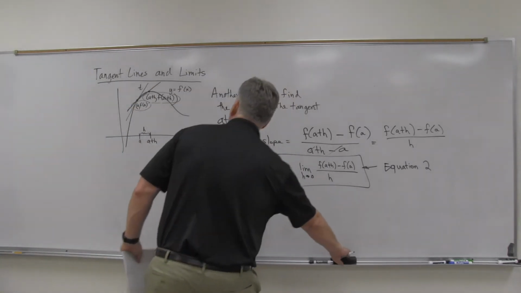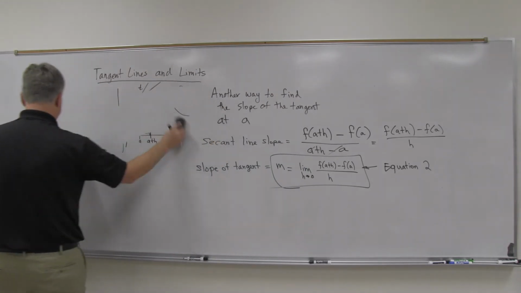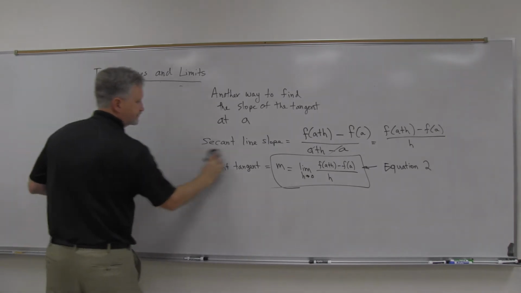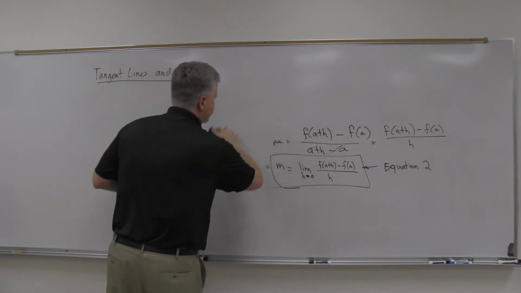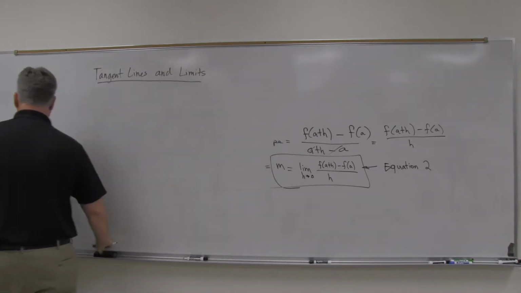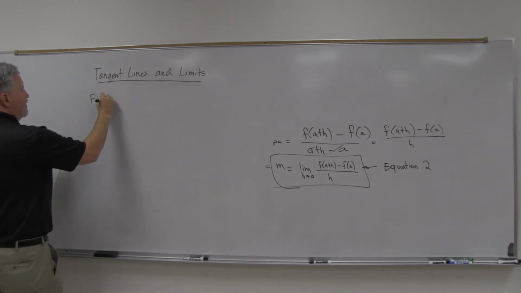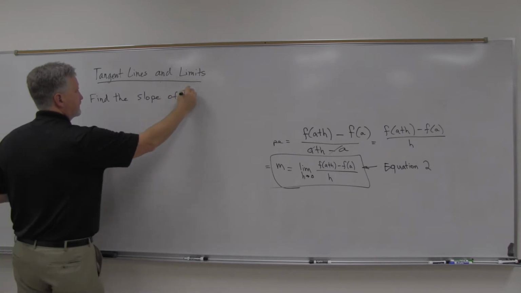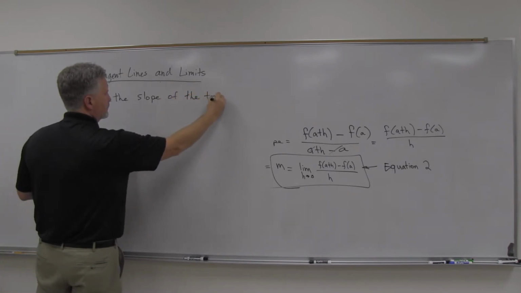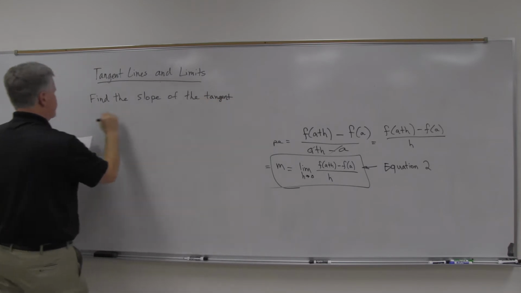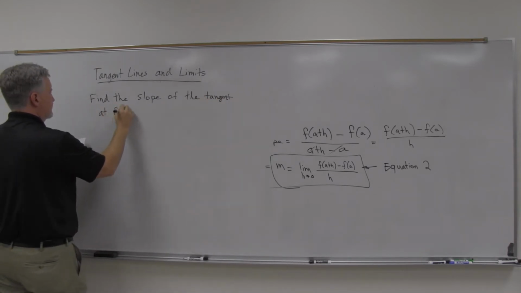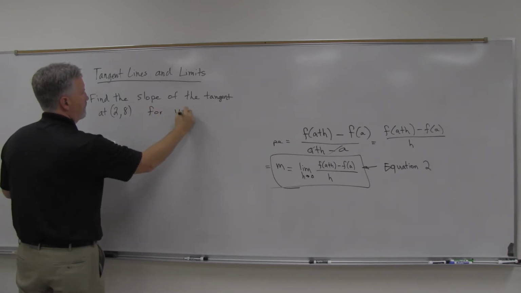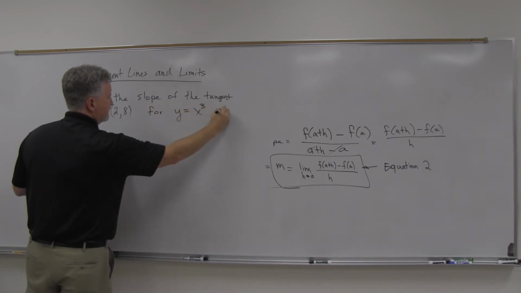Okay. So let's find the slope of the tangent using this equation 2. A couple of problems. First one. Find the slope of the tangent at (2, 8) for the function y equals x cubed using equation 2.